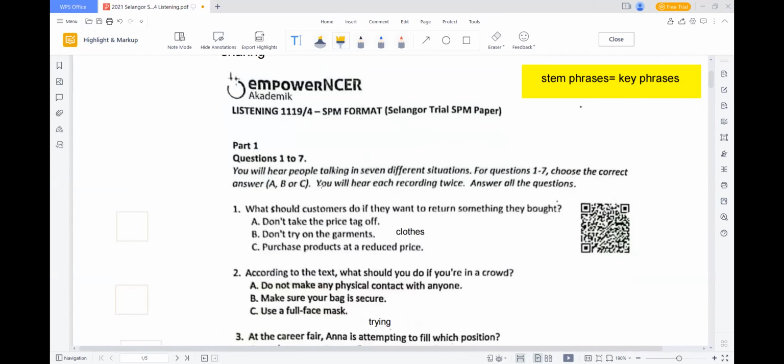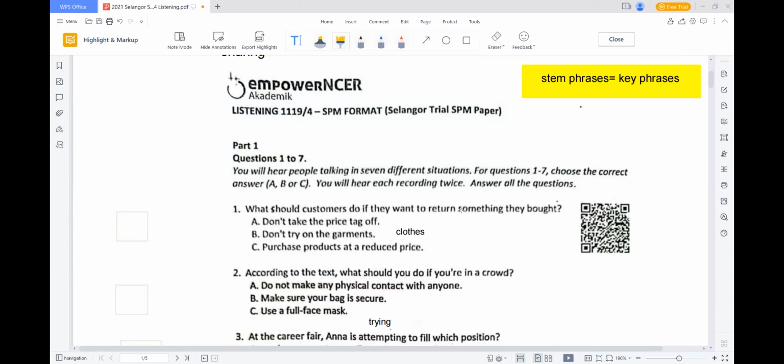All right. Now, I would like to have Wei En. Can you help me to read the instructions here? Question 1 to 7. You will hear people talking in 7 different situations. For questions 1 to 7, choose the correct answer A, B, or C. You will hear each recording twice. Answer all the questions. Okay, great.